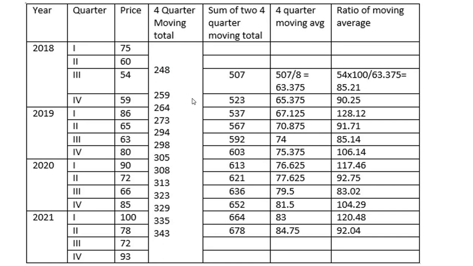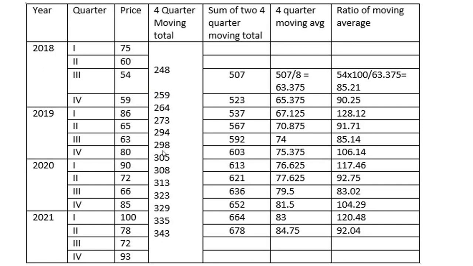In the earlier case it was 3 monthly, so it was odd, and we could find a value against which it is centered. But this is not the case here. So we write it in the middle of the second and third. Next we take 60, 54, 59, 86 and compute the total, which is 259, and write it in the middle of 3 and 4.